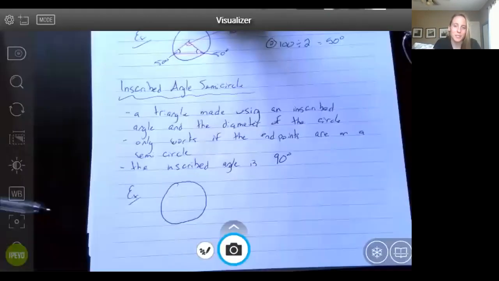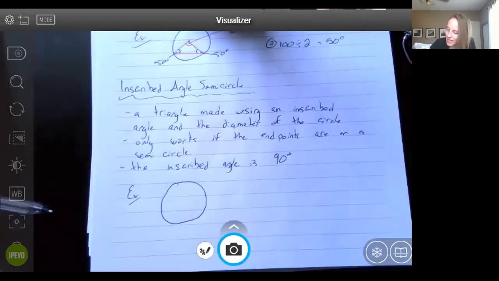Another type of special triangle inside of a circle is called an inscribed angle semicircle. This is a triangle that's made using an inscribed angle and the diameter of the circle. This only works if the endpoints of the arms happen to fall on a semicircle, meaning that they fall halfway around the circle. If that's the case, though, your inscribed angle will definitely be 90 degrees.